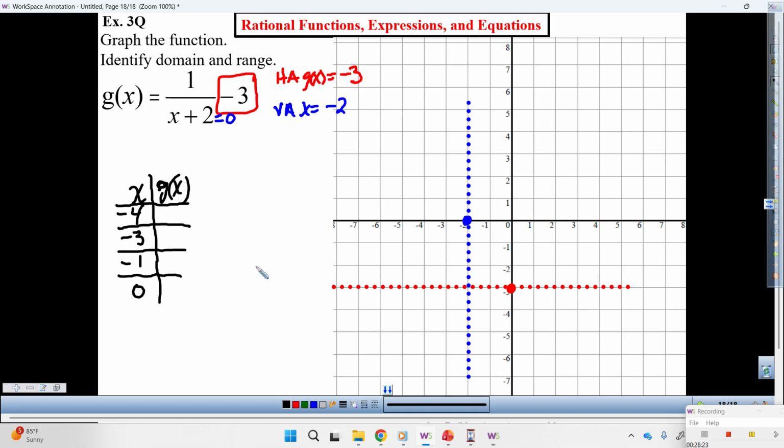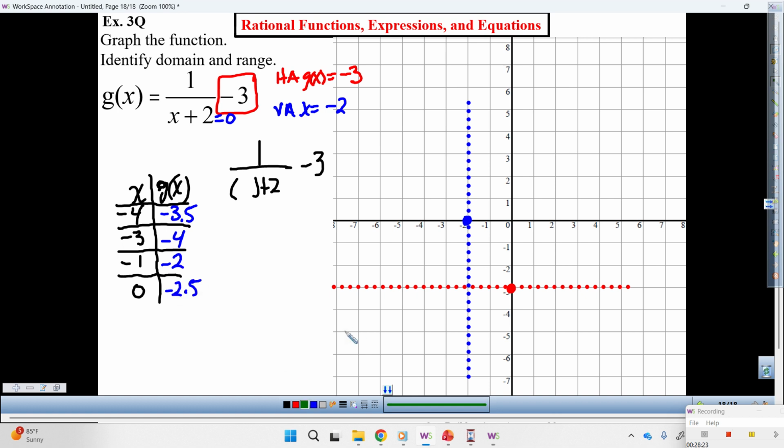Okay? So from there we take our equation, 1 over parentheses plus 2 minus 3. It's going to go fast, so keep up. We got -4 in here. -4 plus 2 is -2, so that's -1/2. Minus 3, that's -3.5. Next value, -3. -3 plus 2 is -1 divided by 1. That's -1 minus 3, that's -4. -1 plus 2 is +1 divided by 1 is 1 minus 3, that's -2. And 0 in here leaves it with 1/2 minus 3, that's -2.5.